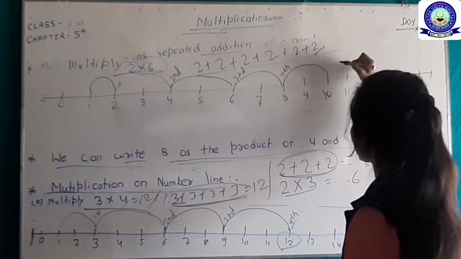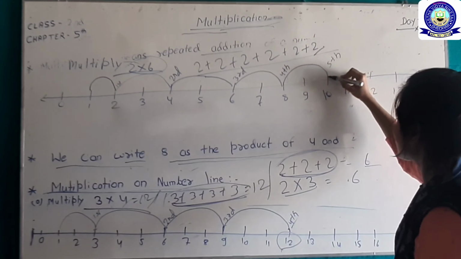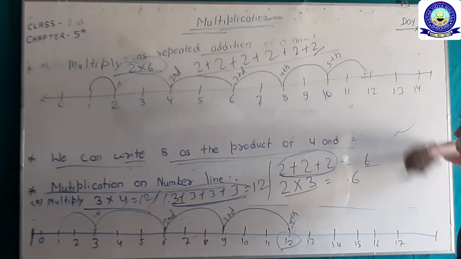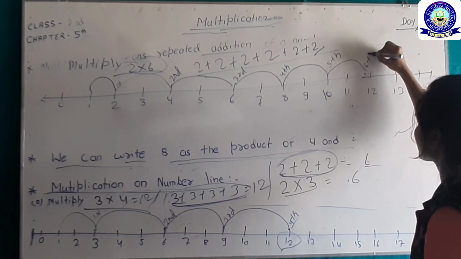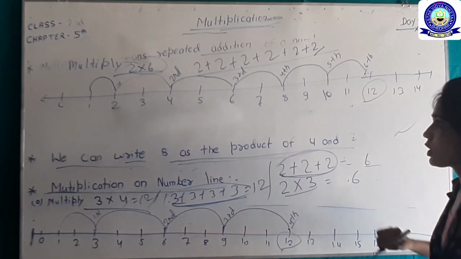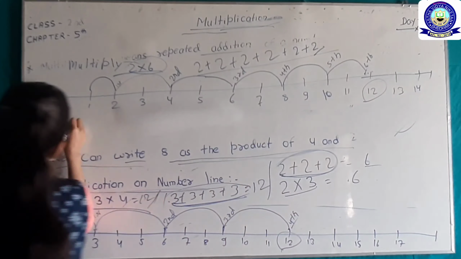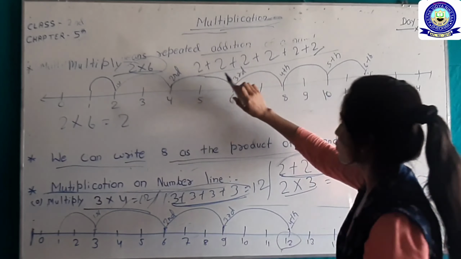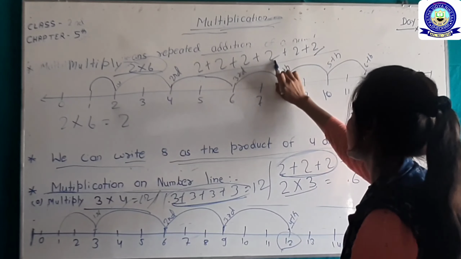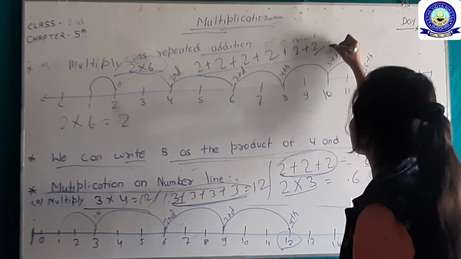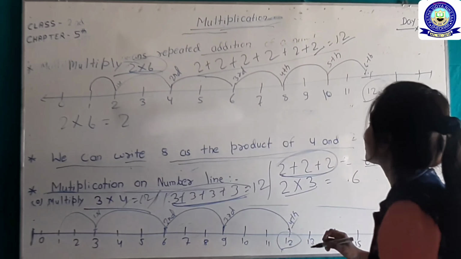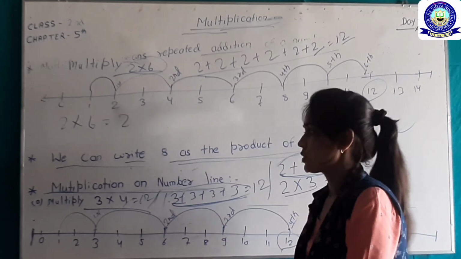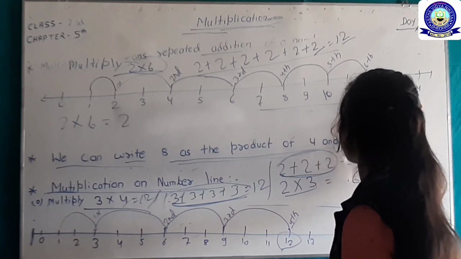8 plus 2 we get 10. This is our fifth time. 10 plus 2 we get 12. This is our sixth time. And this is the product of 2 and 6. 2 into 6 we get 12. And when we add 2 plus 2 is 4, 4 plus 2 is 6, 6 plus 2 is 8, 8 plus 2 is 10, and 10 plus 2 we get 12. We get the product of 2 and 6 equal to 12 on the basis of the number line.